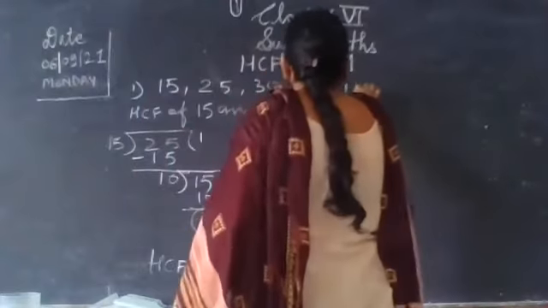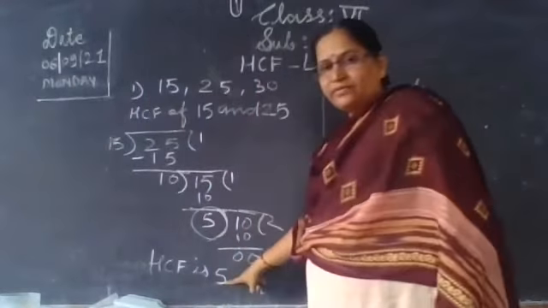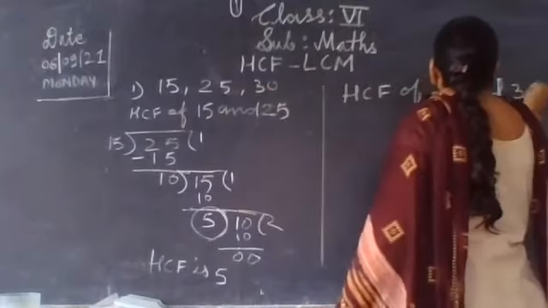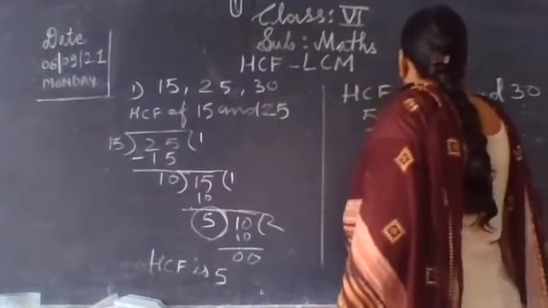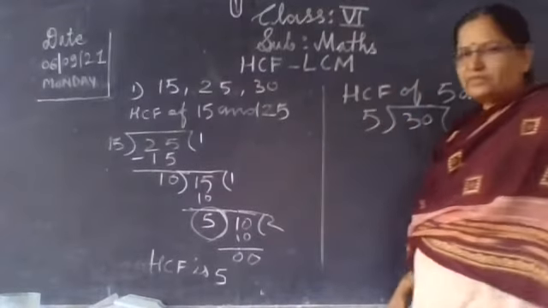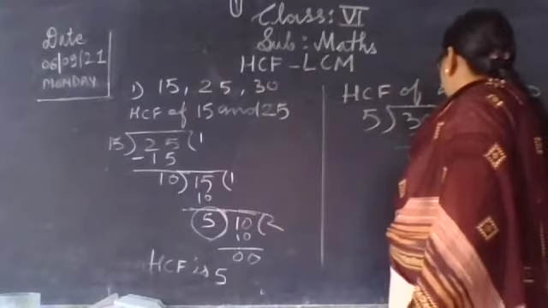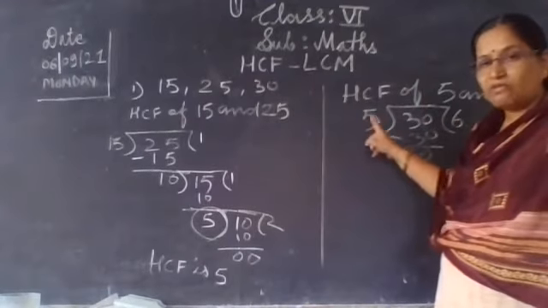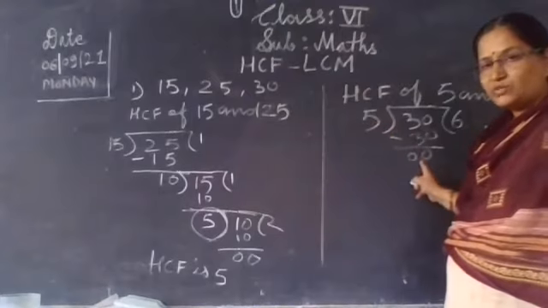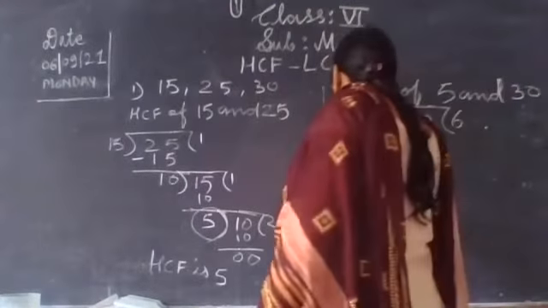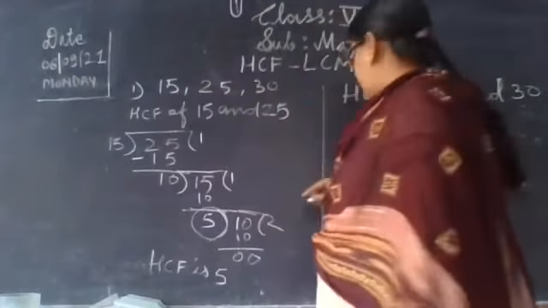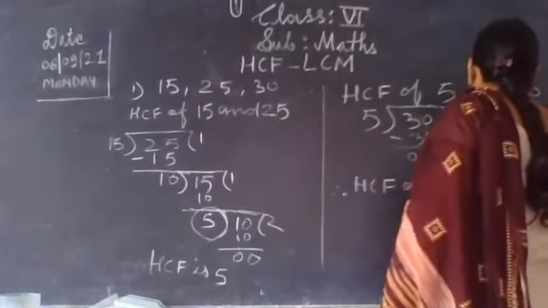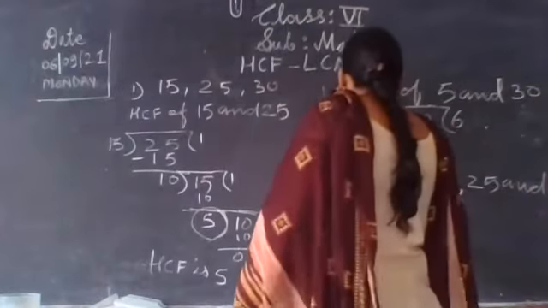Here you have to find the HCF of 5 and the third number, 30. Okay, so start. 30 is a multiple of 5. 5 sixes are 30. Remainder is 0 and the quotient is 6. So 6 is not the HCF. We have to take the divisor. HCF is the divisor by which you get the remainder 0. This is the HCF of these three numbers. Therefore, HCF of 15, 25, and 30 is 5.